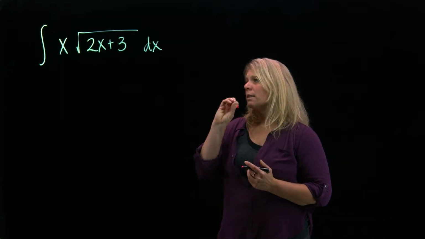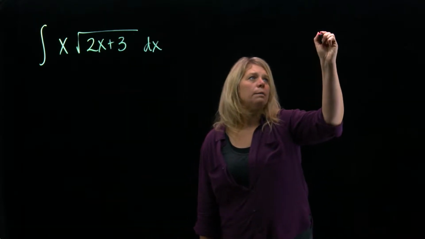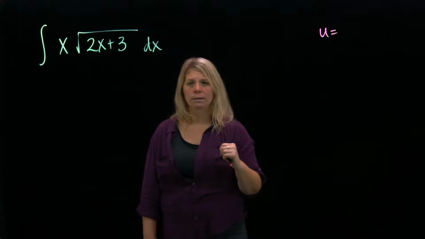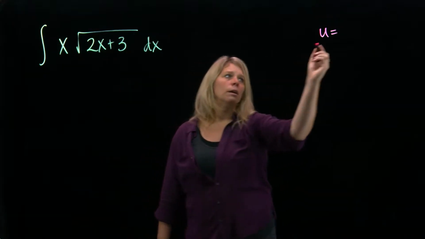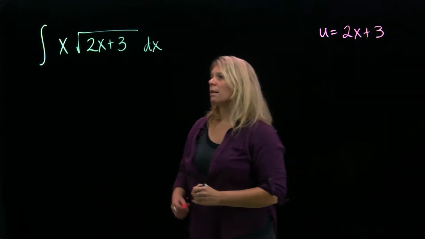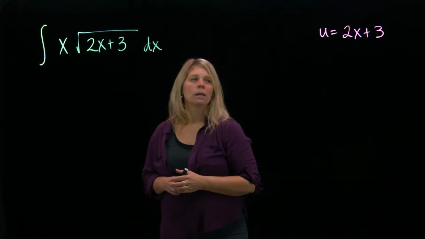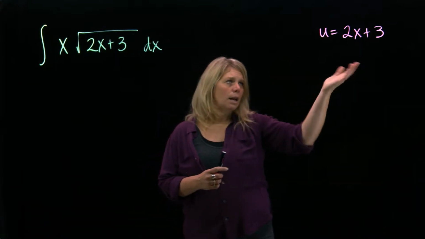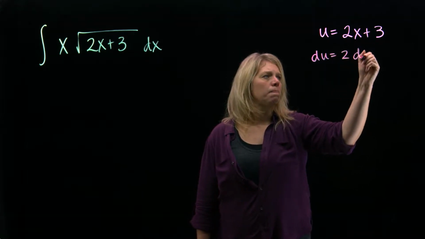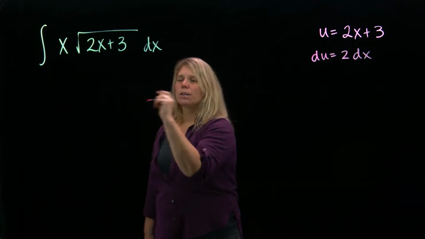So typically, we let u equal an inner function as a place to start. That doesn't always work. Sometimes we have to be a little bit more creative with what to let u equal. But here, I have a pretty obvious inner function, 2x plus 3, inside the square root. So that might be a thing to start with for my u substitution. All right, so then the next step, you want to find your du. So 2 dx.